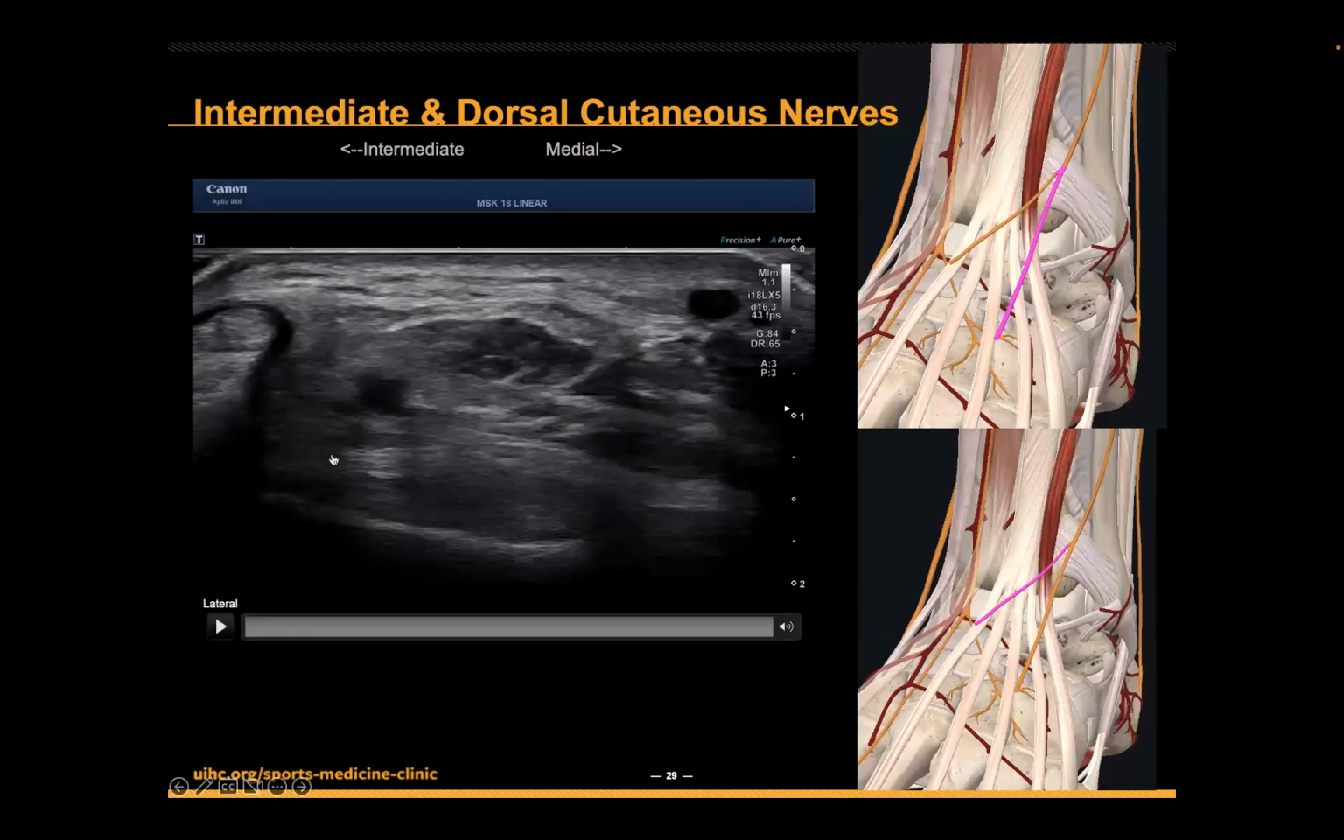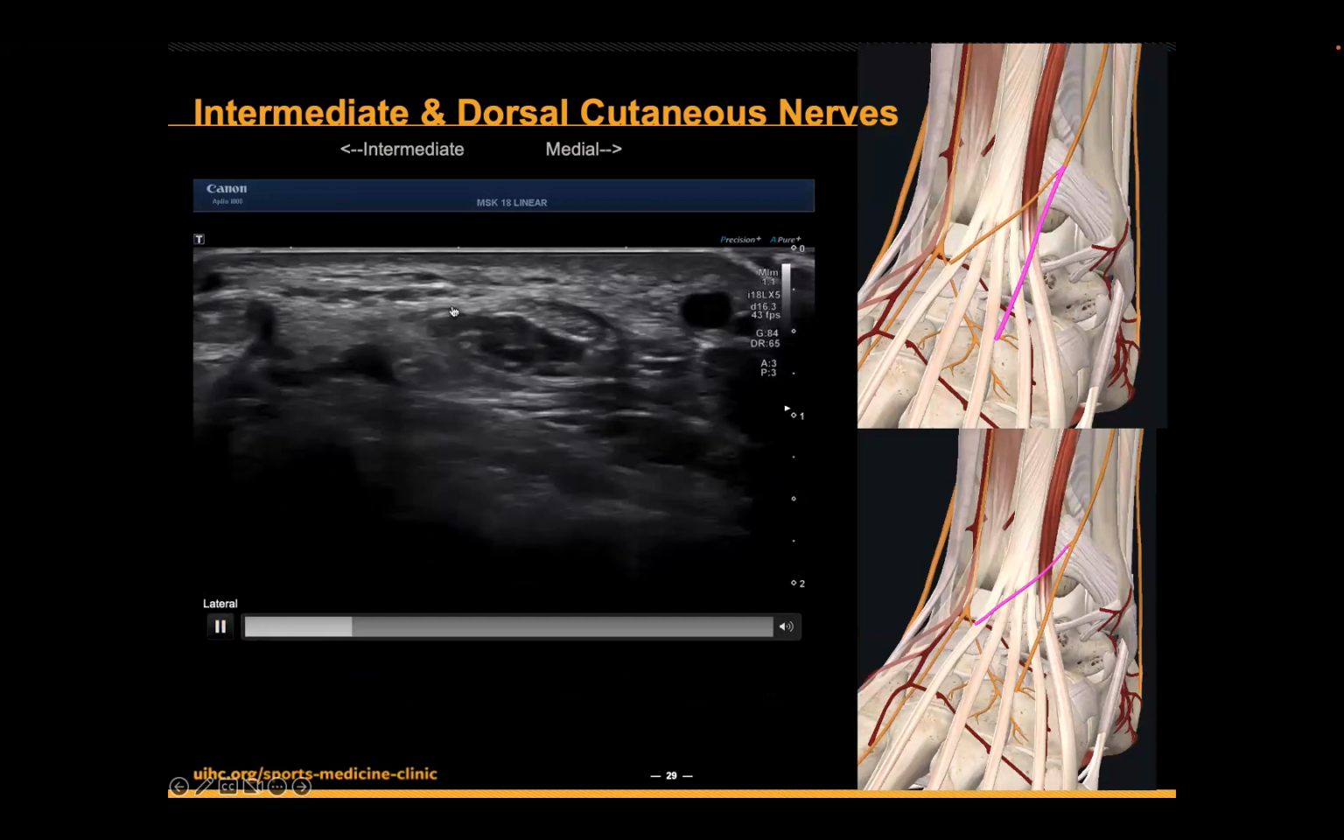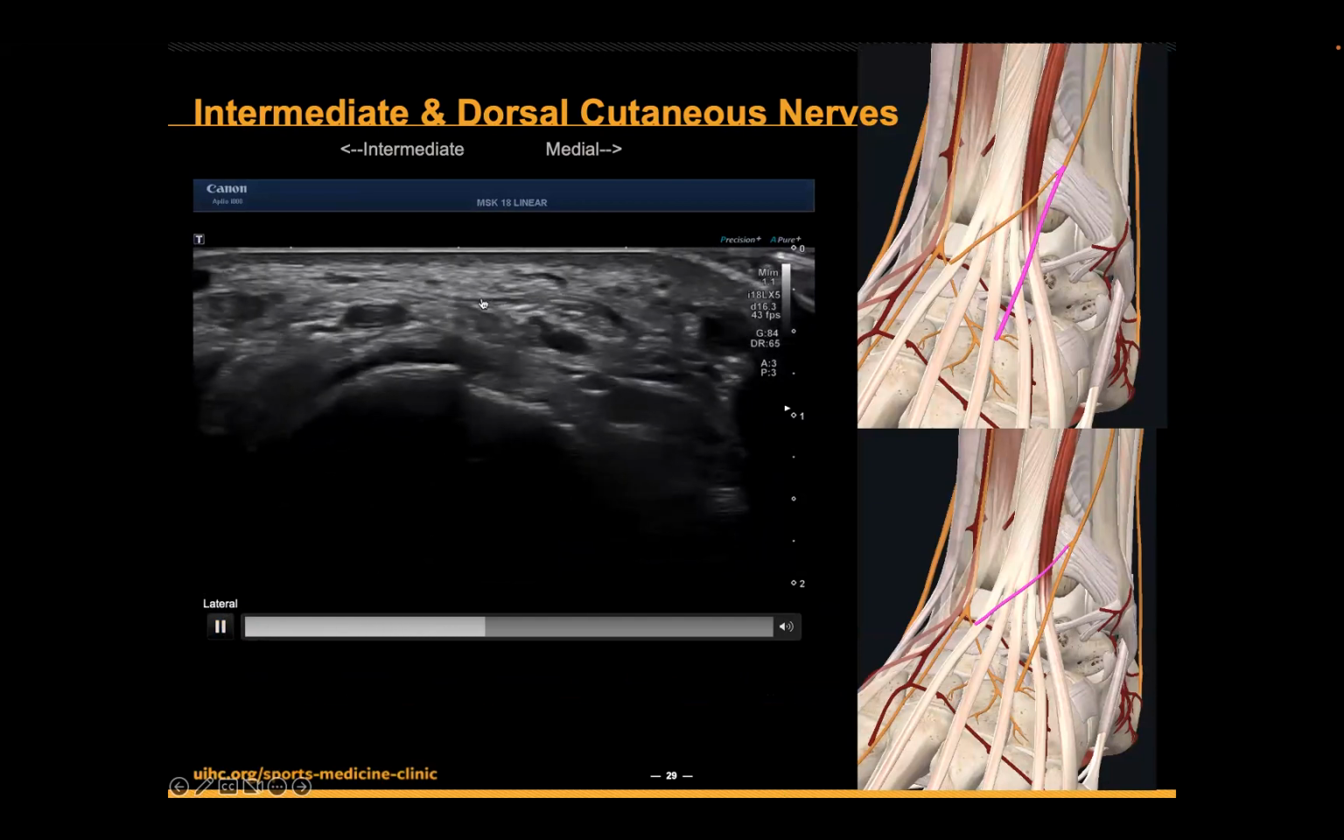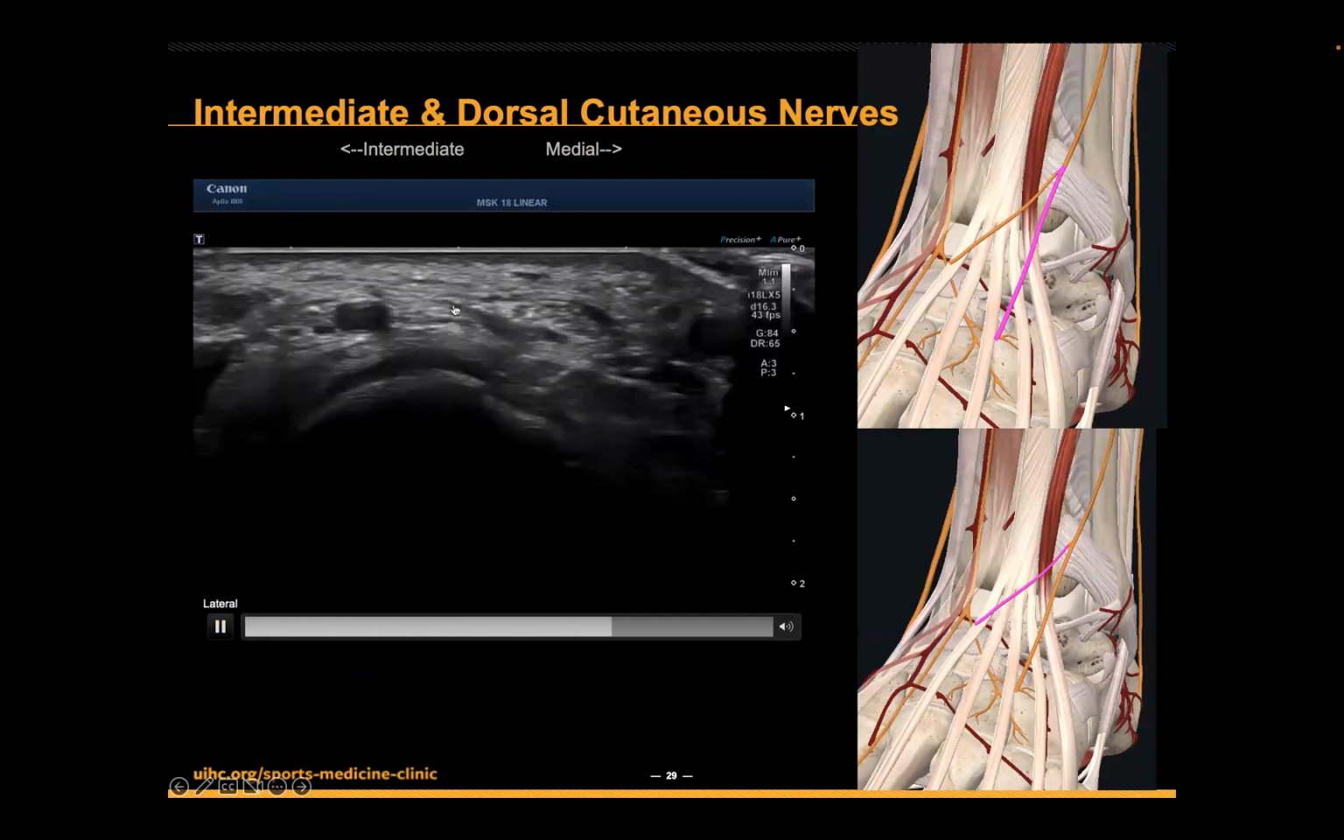And then lastly here, we'll view the SFN branch into the intermediate and dorsal cutaneous nerves. And we'll pick this up here. This is scanning back and forth at the branching point or division of those two. They'll split and come back towards each other, mainly for demonstration effect. See here, split there and come back and forth.